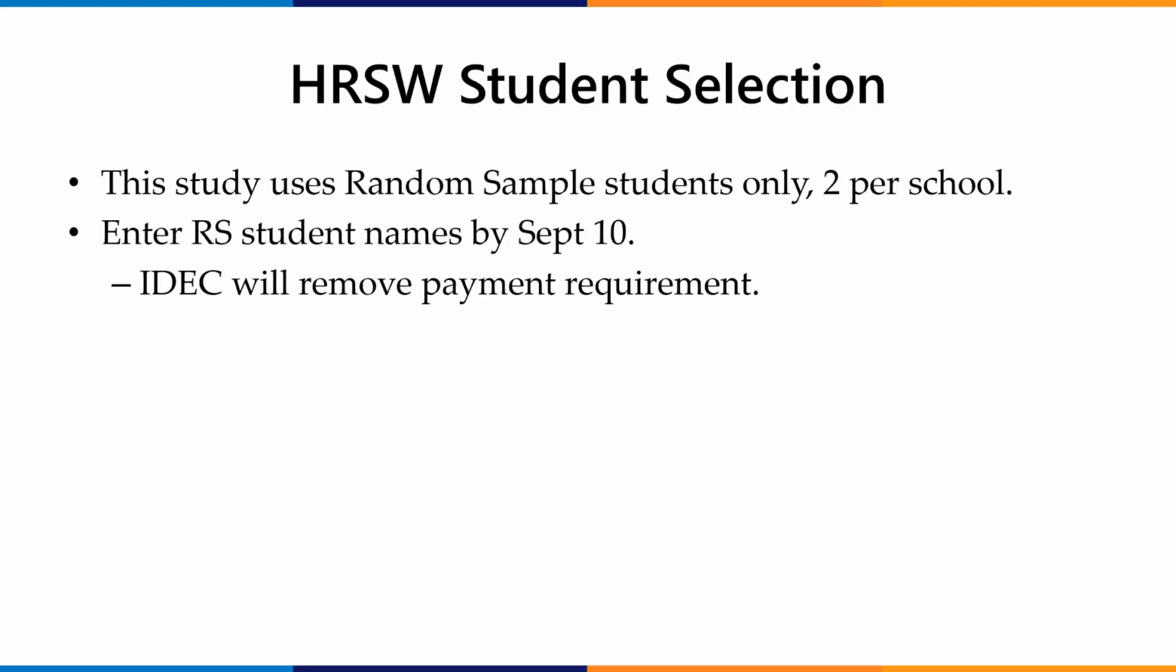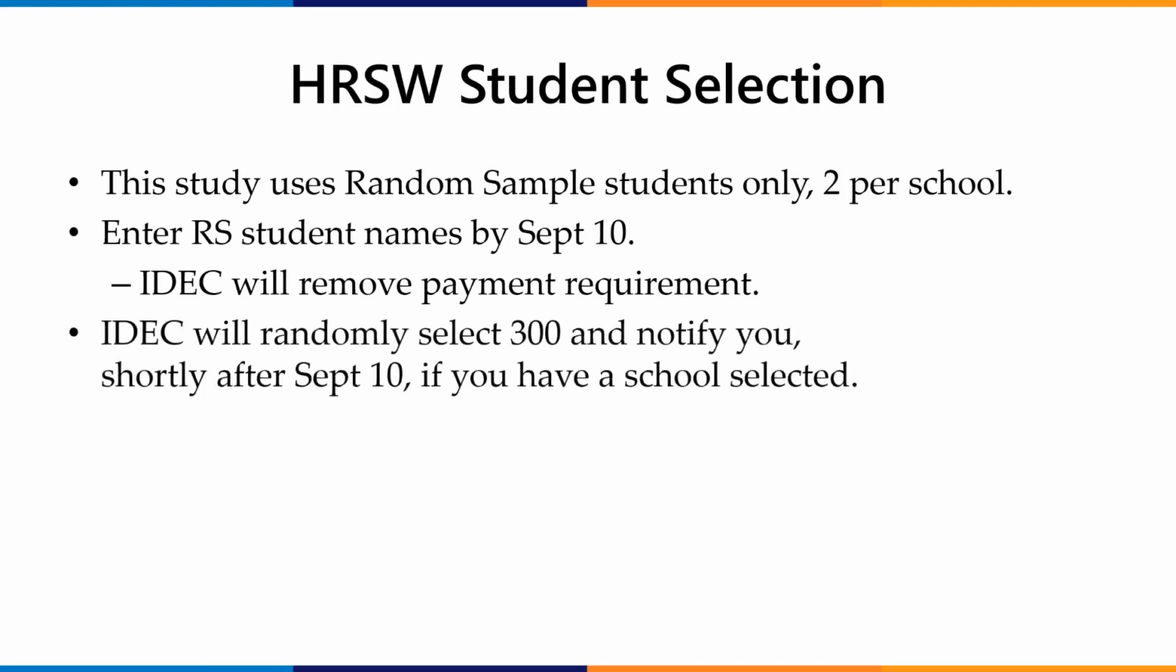Now, if I was doing this live, about 600 hands would have raised up, and people would ask me, but Jeff, we can't enter students until we've paid. We will be changing the website so you can enter random sample students without payment, okay? So you'll be able to get those names in by September the 10th. Once we have the names, IDEC will go through and randomly select 300 schools. We will notify you shortly after September the 10th if you have a school that has been selected for the study. We will email teacher leaders letting you know whether you have a school or not.